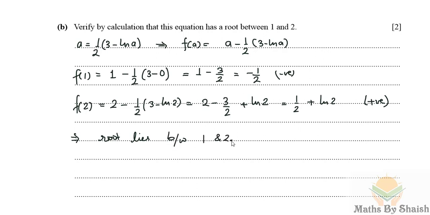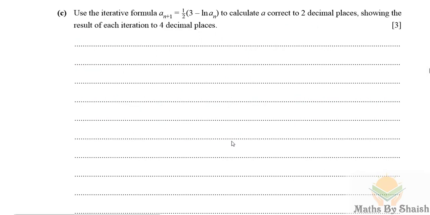That's it. Let's do the last part, C part of this question. Here's the C part. Use the iterative formula a n plus 1 is equal to 1 over 2 times 3 minus ln a n to calculate a correct to 2 decimal places, showing the result of each iteration to 4 decimal places.